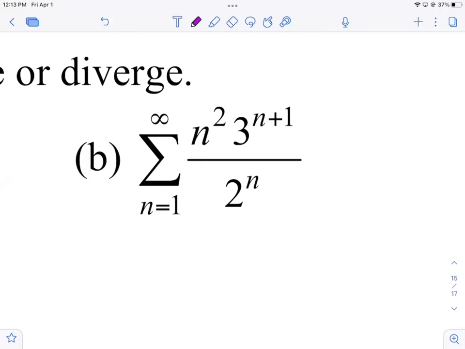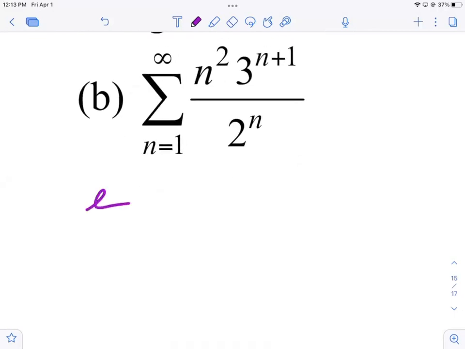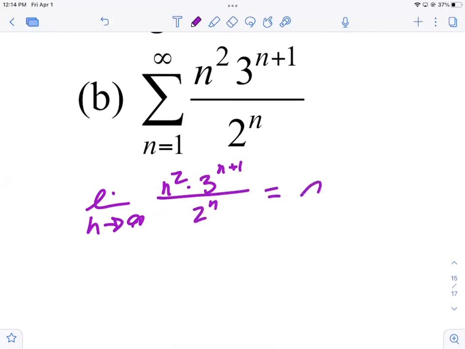The top grows faster. It's 3 to the n instead of 2 to the n. Oh, and by the way, he's got a helper up there, n squared, to boost him. So do the terms in the sequence go to 0? No. Okay. So you can say the limit as n goes to infinity of n squared times 3 to the n plus 1 all over 2 to the nth equals infinity, which is not 0.